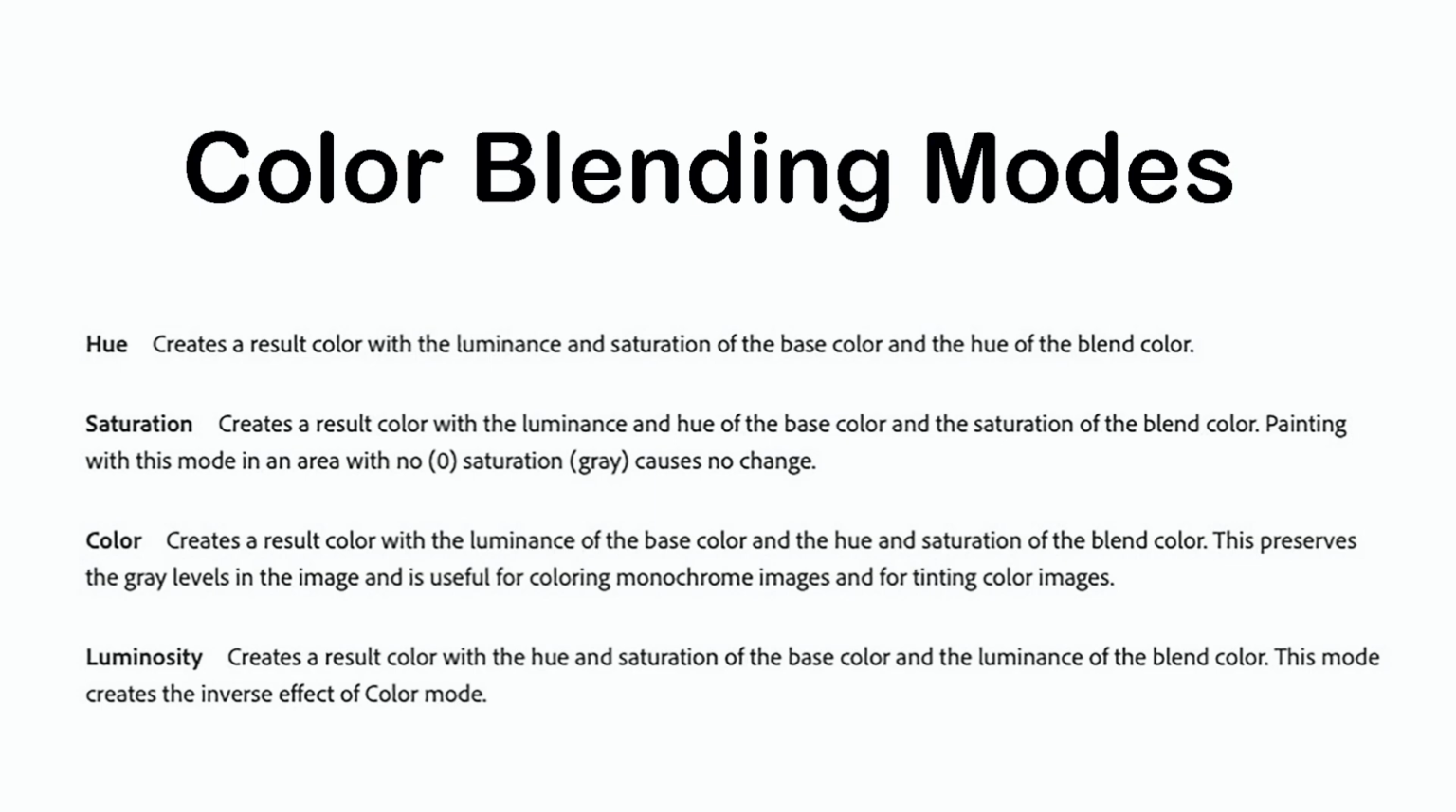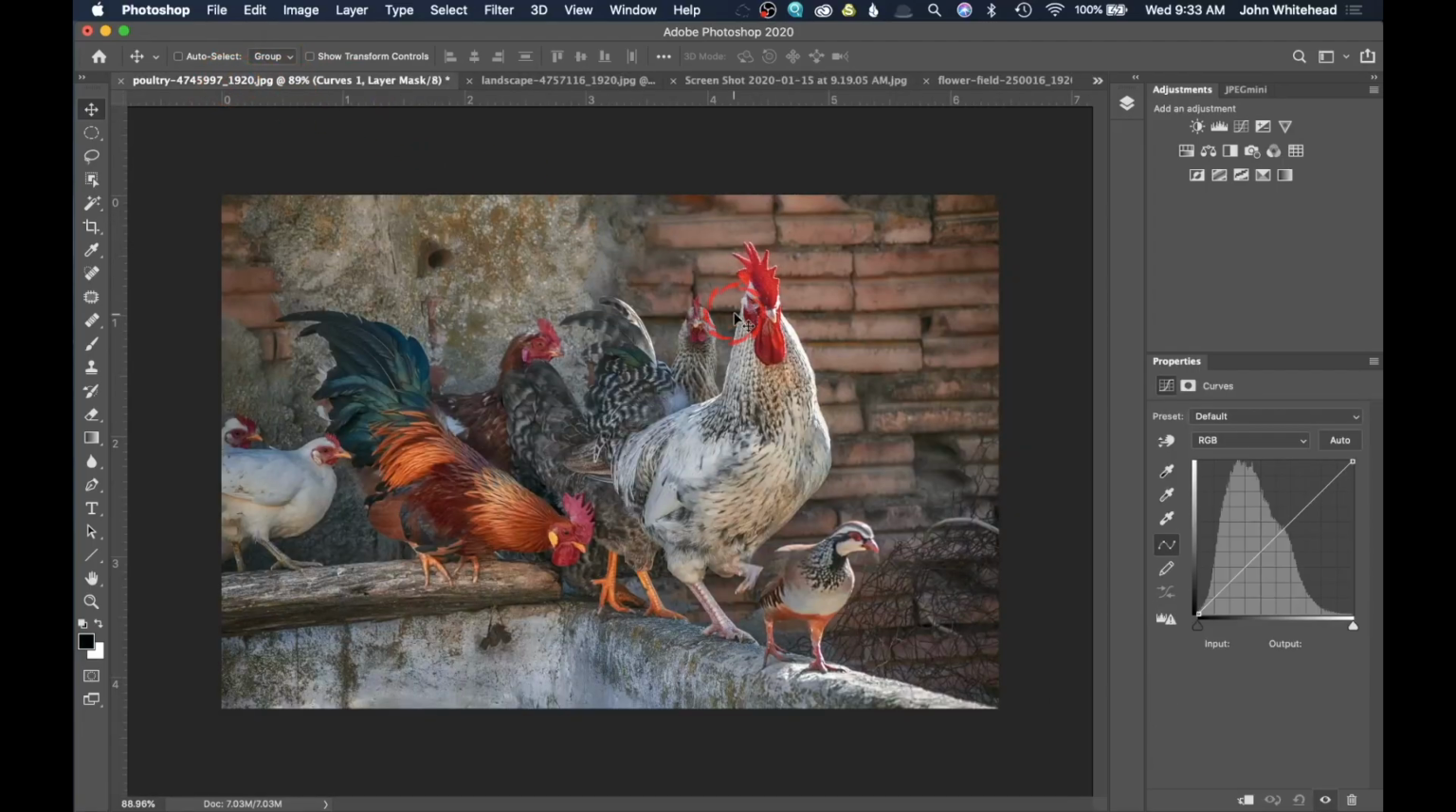So let's go ahead and take a look at these one at a time. The first one we got here is hue. And remember, it creates a result color with the luminance and the saturation of the base color and the hue of the blend color. So it's not going to change the luminance and saturation, but the base color is going to change. Let's go over here to this picture of this chicken and see what this means.